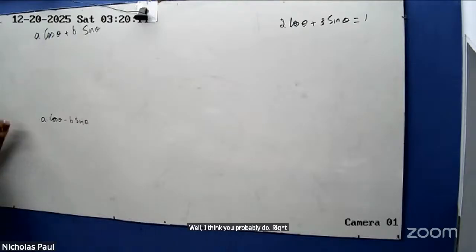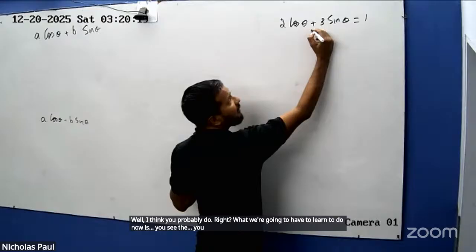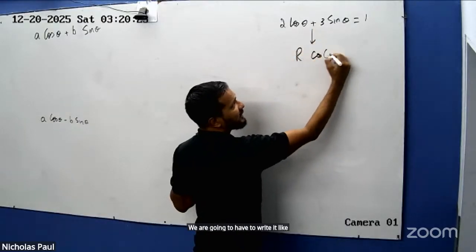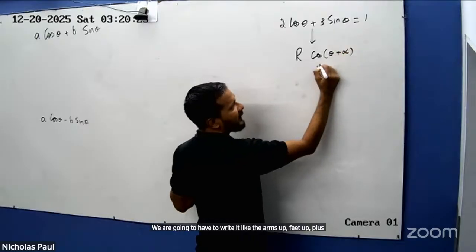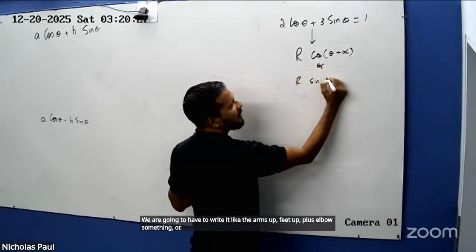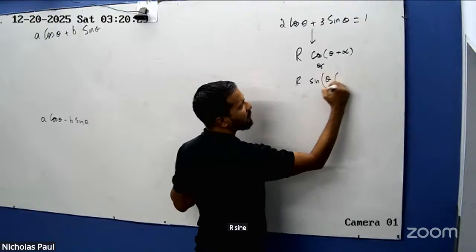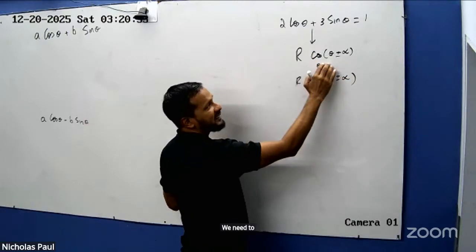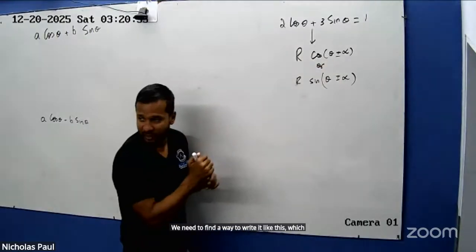What we're going to have to learn to do now is, you see this side here? We are going to have to write it like this: R cos(theta plus alpha) or something, or R sin theta. We need to find a way to write it like this, which is much easier for us to solve.